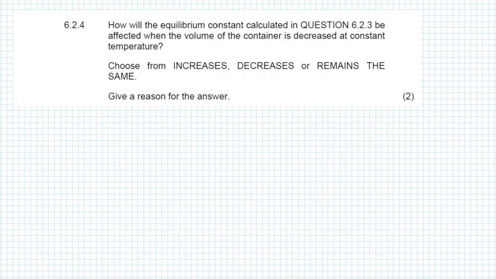Question 6.2.4 says, how will the equilibrium constant calculated in question 6.2.3 be affected when the volume of the container is decreased at a constant temperature? Choose from increases, decreases, or remains the same. The equilibrium constant can only be affected or changed by one thing, and that is the temperature at which the reaction is taking place. If we change the temperature, then the Kc value will change. But here we are only changing the volume of the container. The temperature is kept constant. So we know that the answer to this question is remains the same.